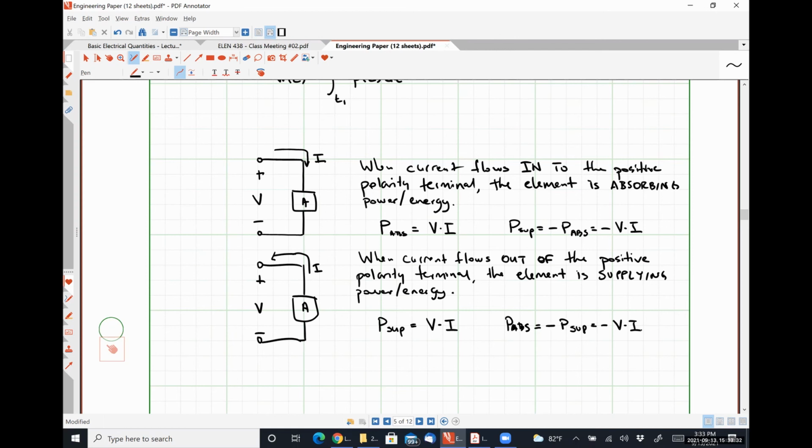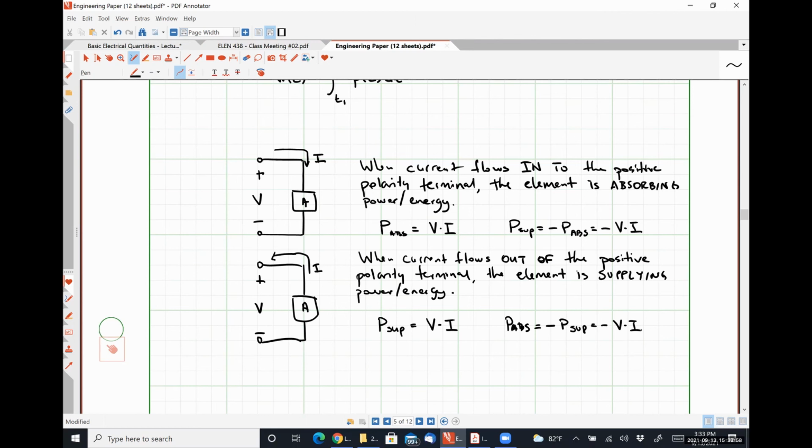The reason this is called the passive sign convention is because under the passive case, when everything is happening to our load, which is what I'm considering where the current is flowing into the positive polarity terminal, we have a positive sign generally associated with the absorbed power, okay?